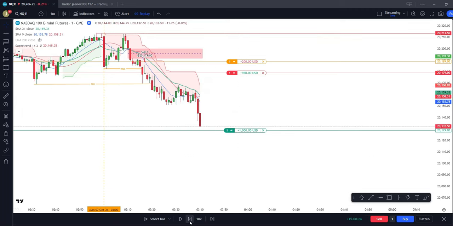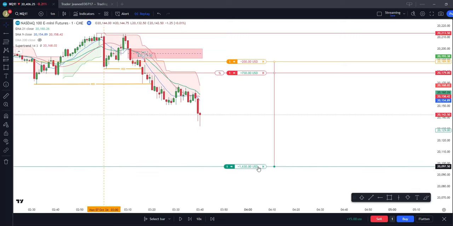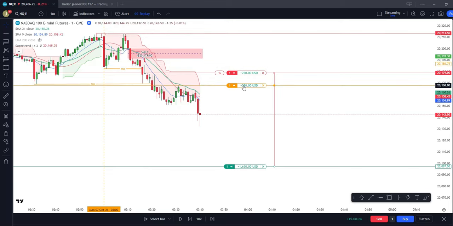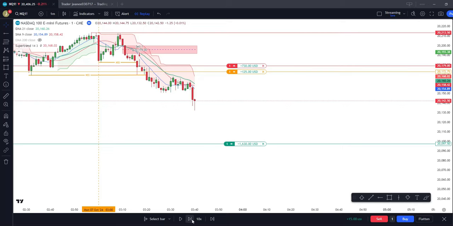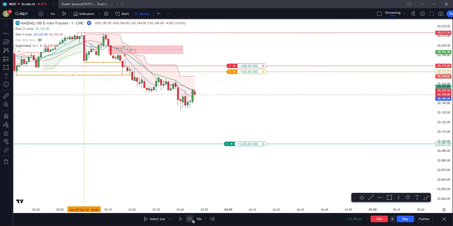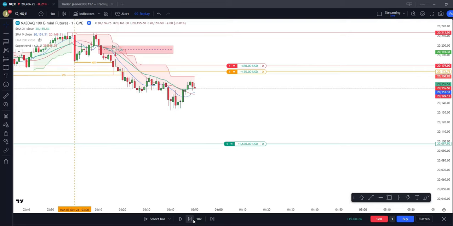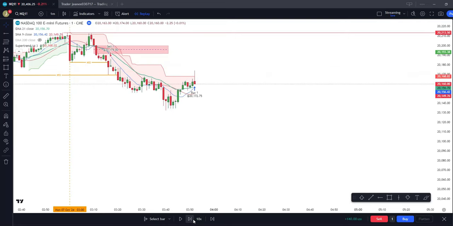Let's see how much we'll have. I'll still scale. By this time, I have a breakout structure. I'll put my stop loss there. But because I'm aiming to get more, I'll give some more leverage. And now, I got stopped, because it's already crossed.